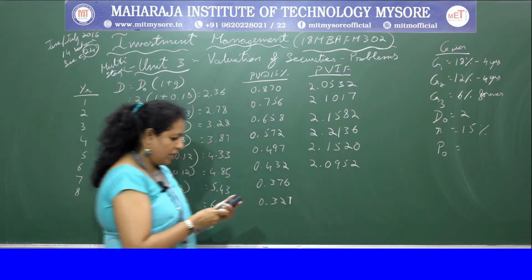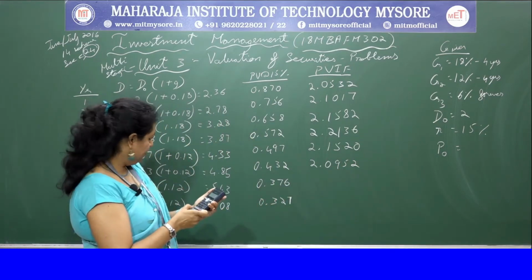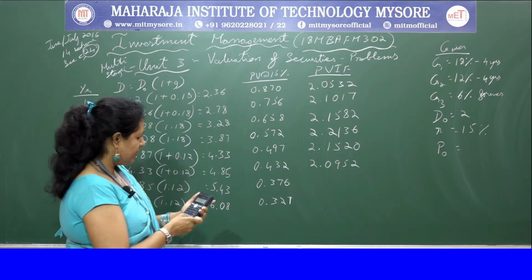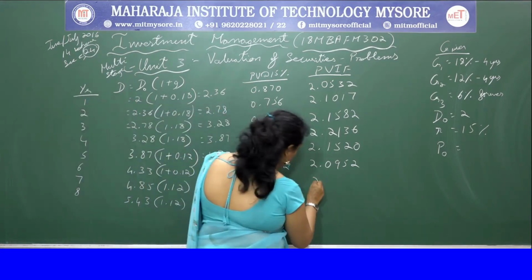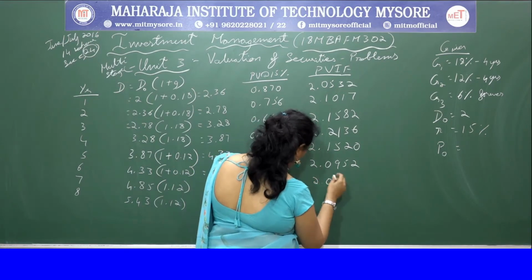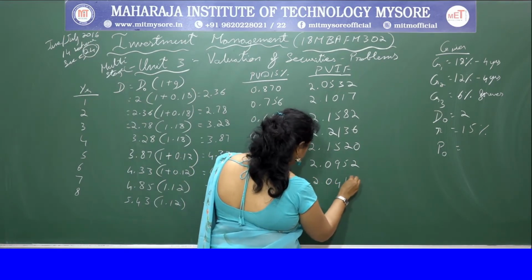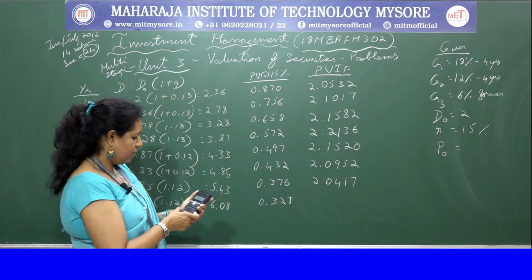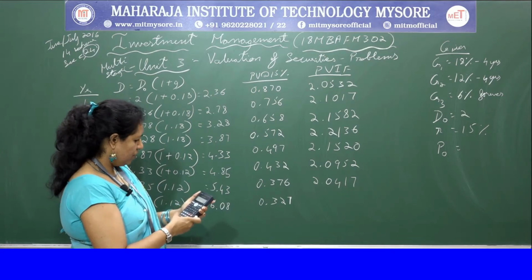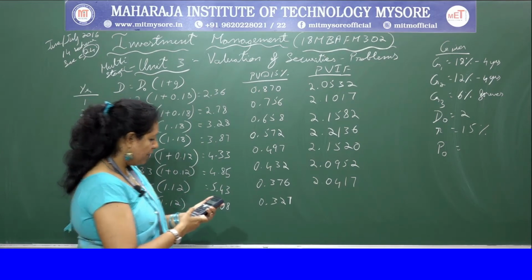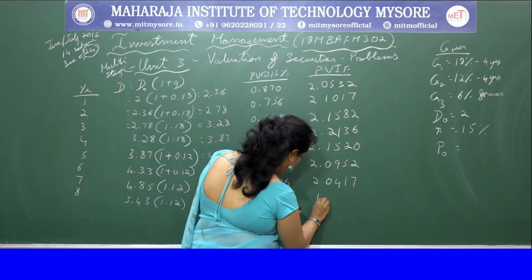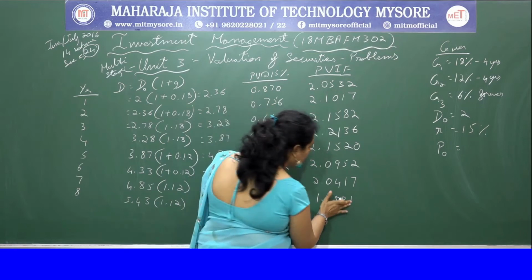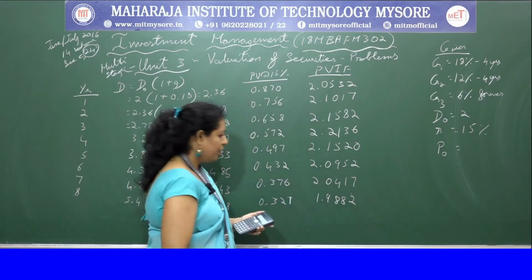Okay, so last two to go. 5.43 into 0.376, you get 2.0416, or 2.0417 you can take. 6.08 into 0.327, you get 1.9881, or 1.9882, because it is rounding, I'll take that.